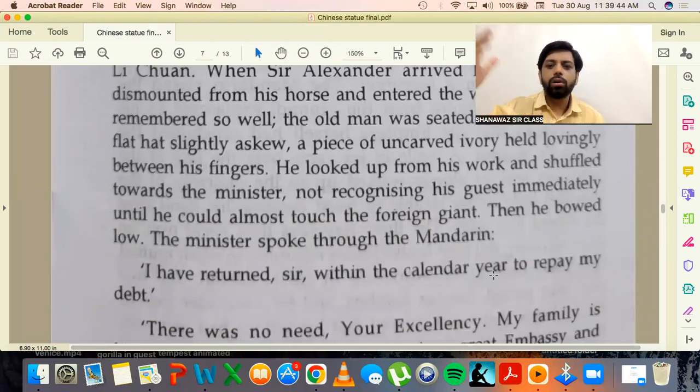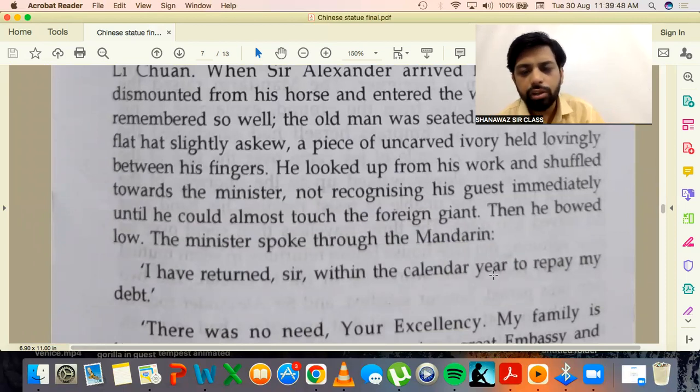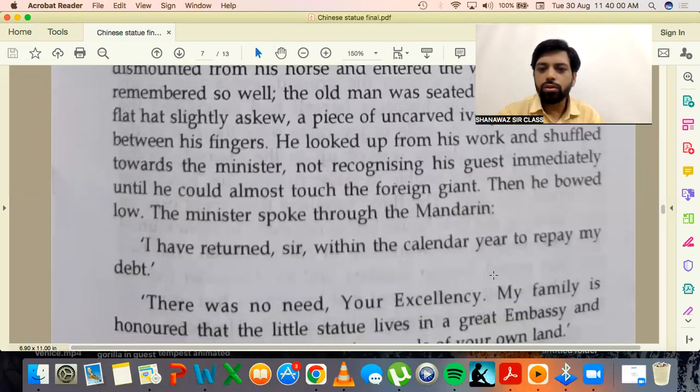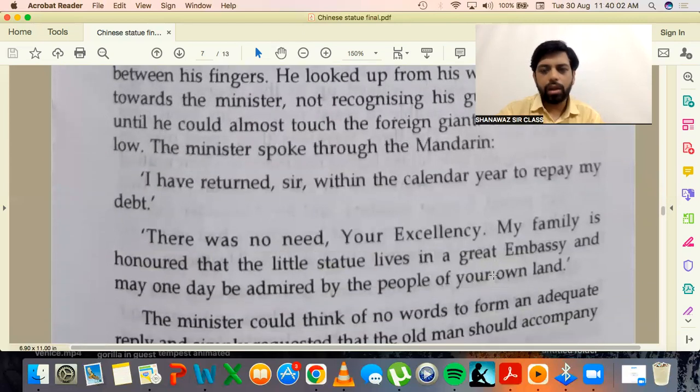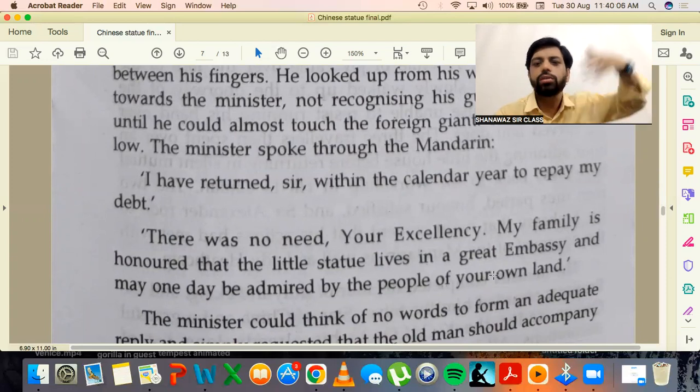So he kept on walking there. So he said, "I have not returned it, sir, within the calendar yet. Sir, you gave me something, and it is the Chinese custom that if somebody gives you something, you have to return something to him. So I have come to return something back to you." So he says, "No, no, sir, it's not needed. It's my honor that my statue is living in England with the Queen of England, so this is my honor. I don't need anything."